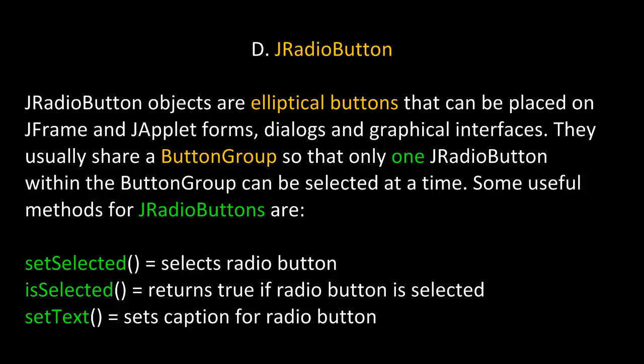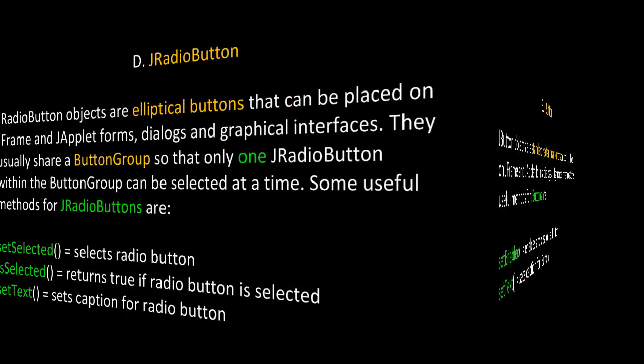This, of course, brings us to the next component, a JRadioButton. JRadioButton objects are elliptical buttons that can be placed on JFrame and JApplet forms, dialogues, and graphical interfaces. They usually share a button group so that only one JRadioButton within the button group can be selected at a time. Some useful methods for JRadioButtons are setSelected, which selects the radio button, isSelected, which returns true if the radio button is selected, and setText, which sets the caption for the radio button.